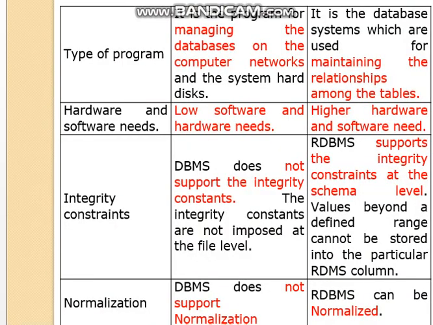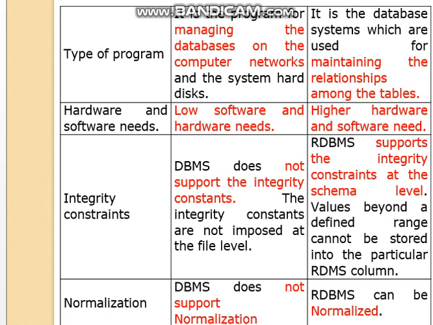Type of program. DBMS is a program for managing the database on the computer network and the system's hard disks, whereas the relational database management system is used for maintaining the relationship among the tables. Hardware and software needs. When we consider a database management system, there is a requirement of low software and hardware needs, whereas a relational database management system has higher hardware and software needs.